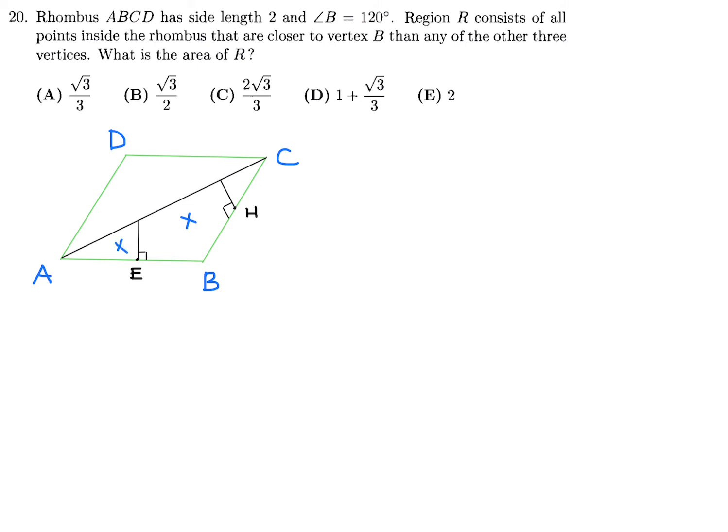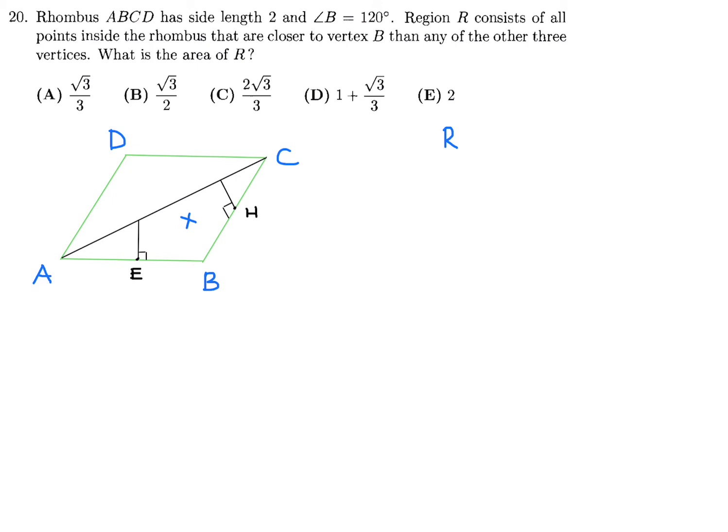If you put it here, obviously it'll be closer to A. If you put a point there, it'll be closer to C. So we are interested in that region. We can just call it R. Well, they have called it R. This region right here. That one. So we have to now figure out the area of that region. Okay. So far, I hope that makes sense.